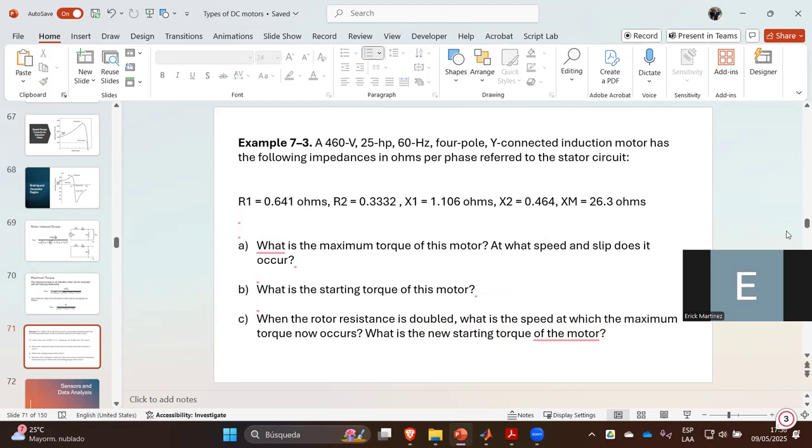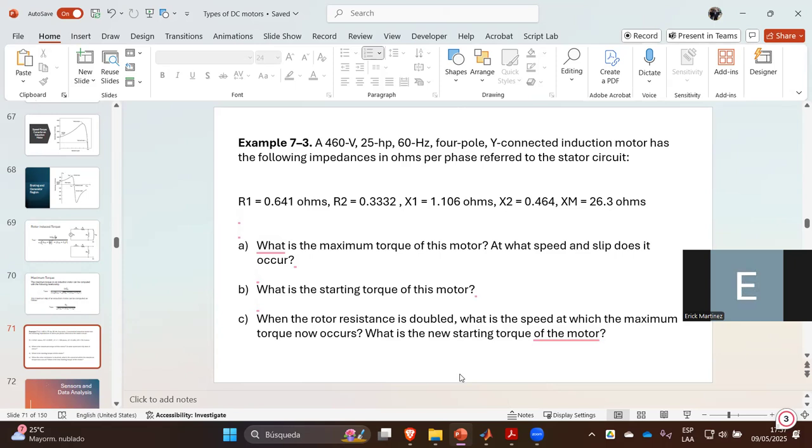To solve this problem, let me annotate in my tablet the values of R1, R2, and so on. R1 is equal to 0.641 ohms. Also, we know that R2 is equal to 0.3332 ohms. We have X1 equal to 1.106 ohms. And also we have X2 equal to 0.464 ohms.